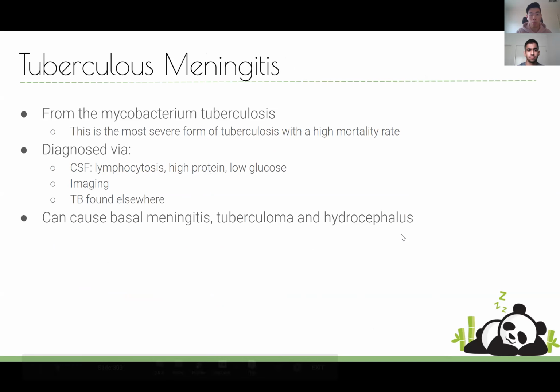That's that. Tuberculous meningitis, from the TB pathogen. Again, diagnosed on CSF, and you're expecting TB everywhere else as well. So if it's in the meninges, you're probably expecting it in the lungs, but in saying that, TB can do whatever it wants, so it doesn't have to.